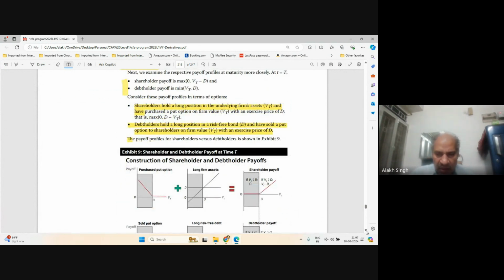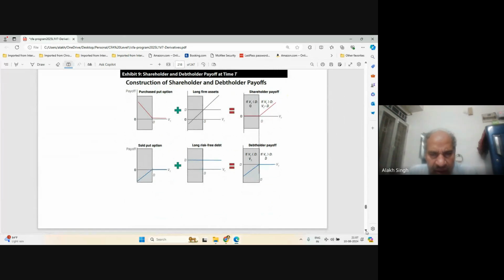So if it is not in level 1, then it is definitely in level 2, because I had studied it in level 2, but you will have some information here as well. Okay, so this one is again showing profit and loss, that is, how this payoff looks. This payoff is like the payoff of a call option, beyond the exercise price. That is the shareholders' payoff.